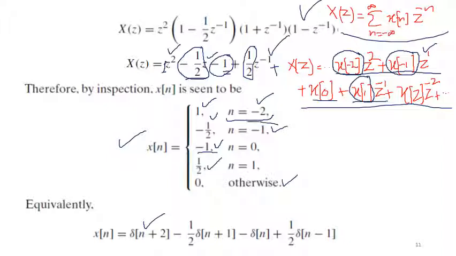Again, x[n] has value of -1/2 when n equals -1. So basically this is a unit shifted impulse to the left, with a scaling of -1/2. Similarly, this one is the original impulse, but with scaling factor of -1, so I can say minus impulse of n. Similarly for this one, I can write 1/2 impulse of n minus 1.